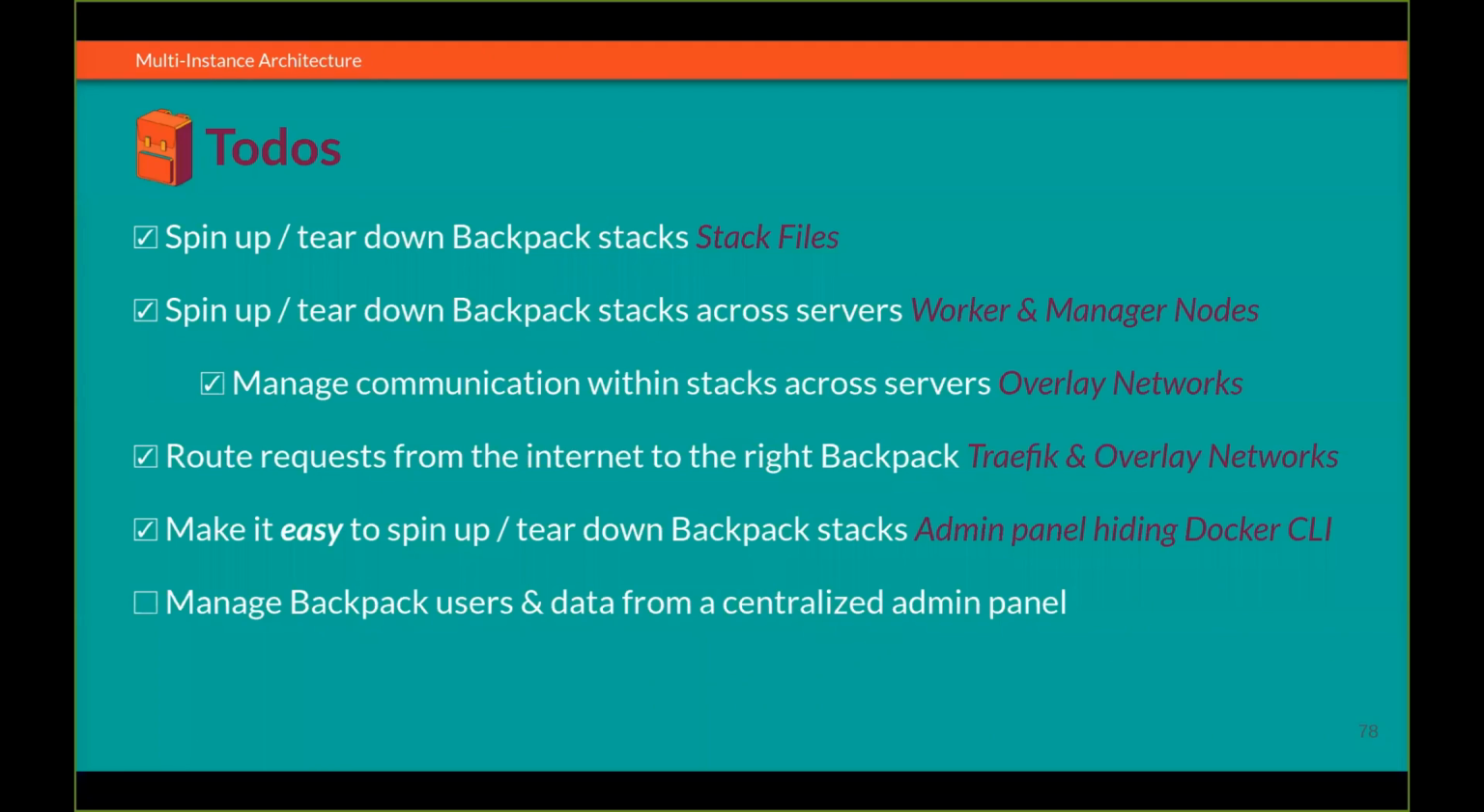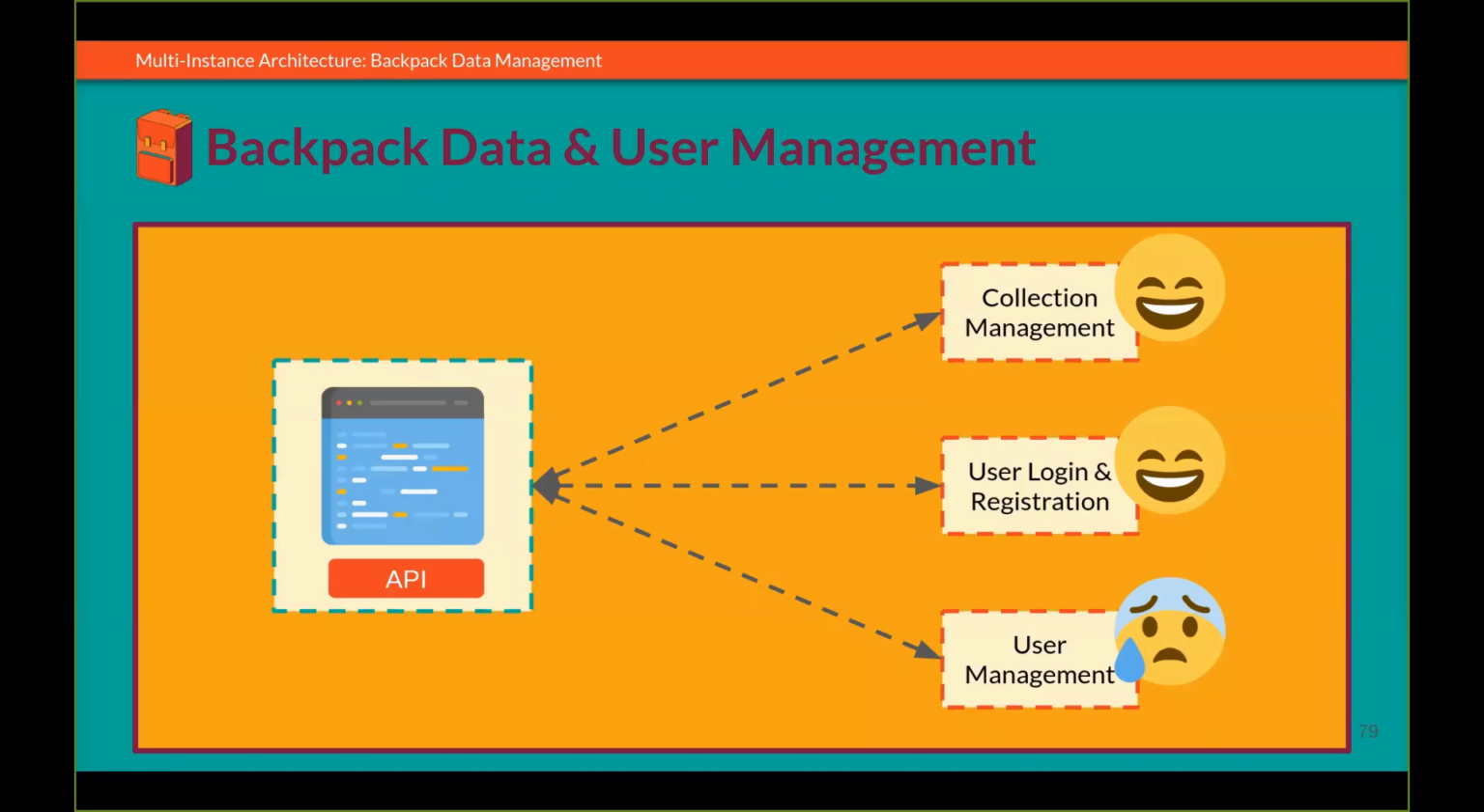That takes us down to our very last to-do, which is to somehow connect this admin panel to an individual Backpack to let the front-end developer interact with the data inside of it. Right now, our Express API for the core Backpack app has the ability to deal with collection management. So for the application data that's been stored in a Backpack, we have different endpoints that we can use to interact with that. We have a way to register users and log them in, which is great if you're a user of a Backpack and want to start using that.